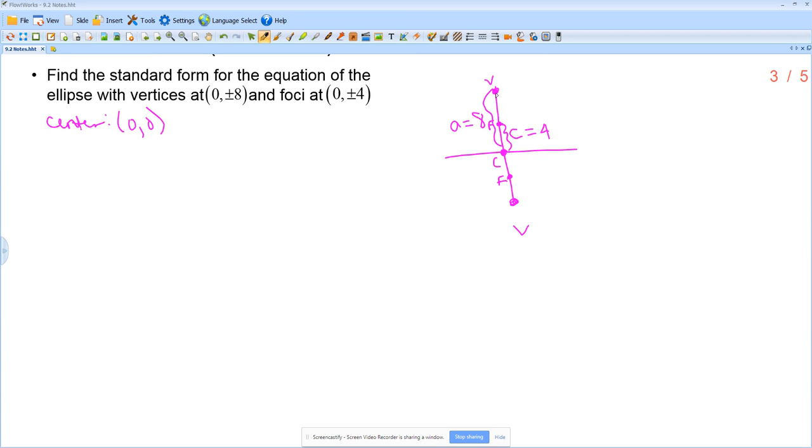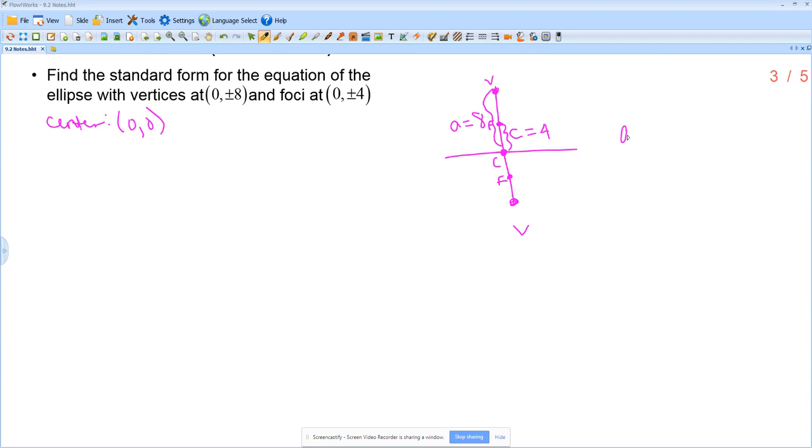You do have to be careful about which vertices they give. It was possible that they would have given two of these horizontal vertices. Typically, it's a little bit sketchy. Sometimes vertices they consider just to be your major vertices. But I could give you these two as well, which means I'm really giving you the b value. So again, I have to do the Pythagorean theorem to solve for what b is.